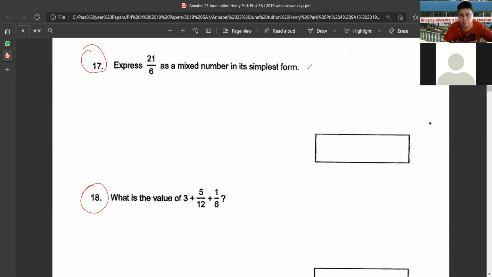Express this as a mixed number. This one also can't do. You know how to do this? I'm very concerned about you. Because next year you are primary 5. Because this kind of question, if you are struggling, then the school might... I know how to make it into mixed numbers, but I don't know how to make it into simplest form. Okay, you make it into mixed number first.